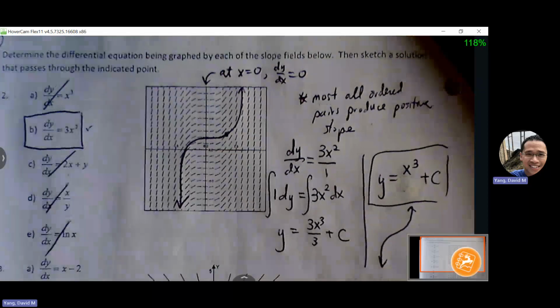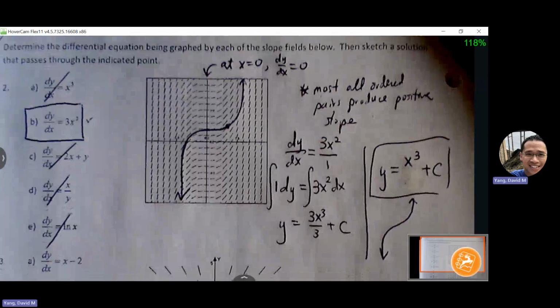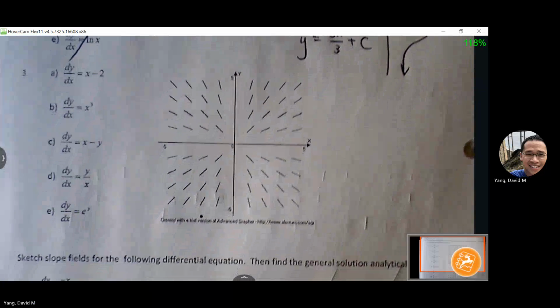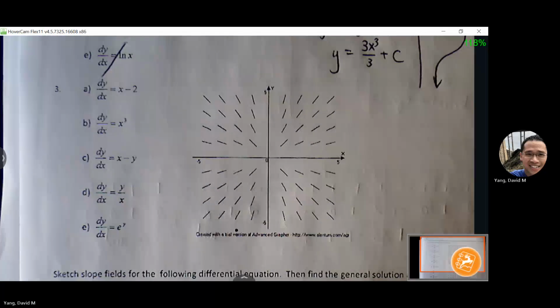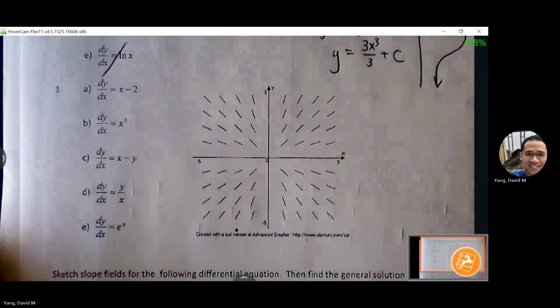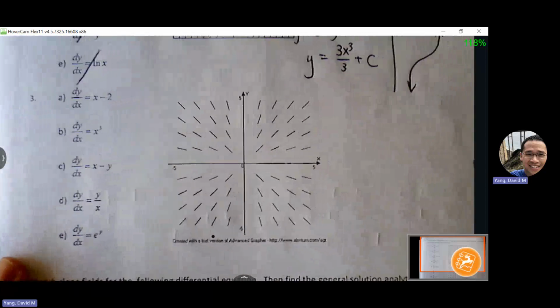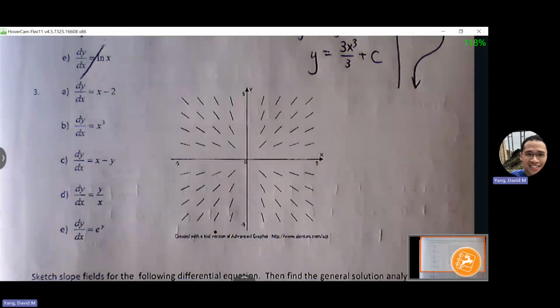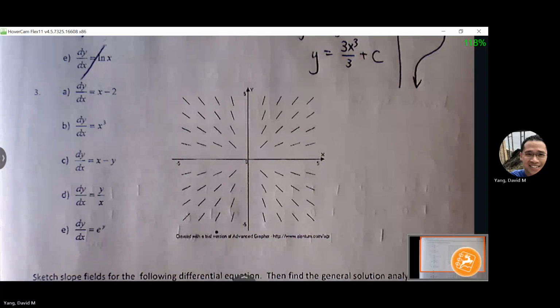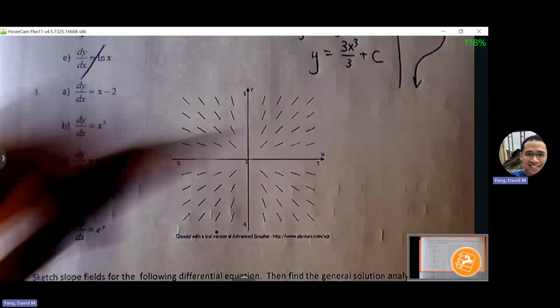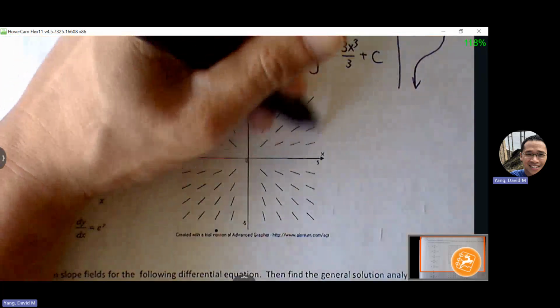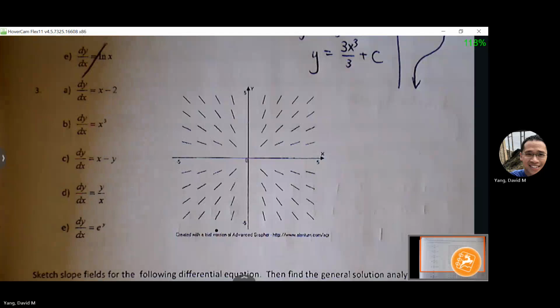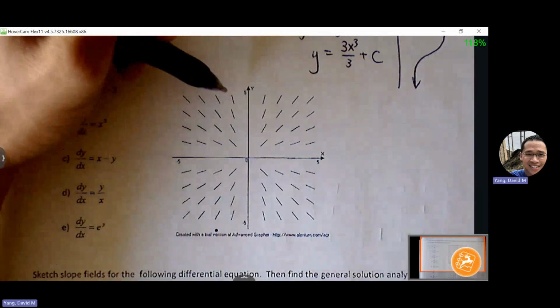Okay, so let's look at the next example, example 3. Can you make some general observations about this slope field? Give me some things that you notice. In the top quadrants, it's negative. What do you notice about the different quadrants?